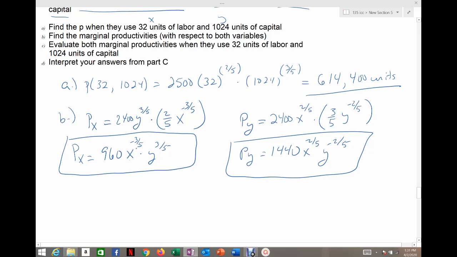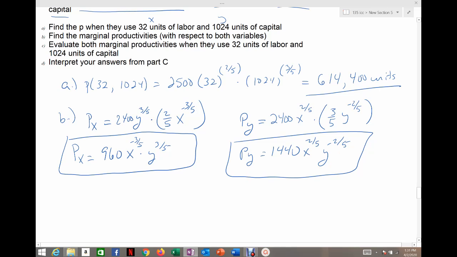All right, the variables are raised to the same degree but the opposites, right? With respect to x, x is my negative 3/5, y is my positive 3/5. With respect to y, x is my positive 2/5, y is my negative 2/5. And there's a unique relationship between the two, in terms of capital and labor, which again, the relationship was what the Cobb-Douglas model kind of represents. We're just going to find it. We're not going to really go into the why or how of it. All right, so there's part B.